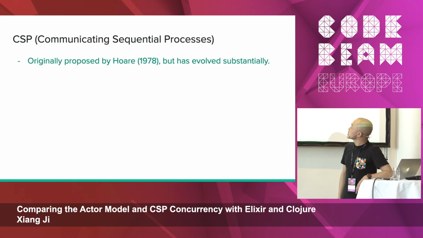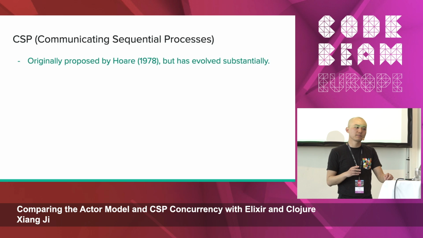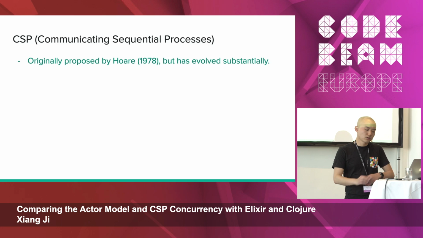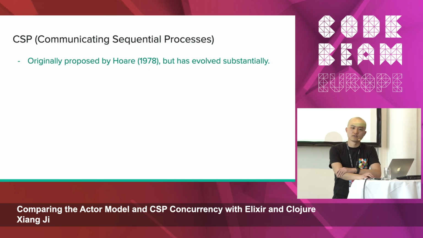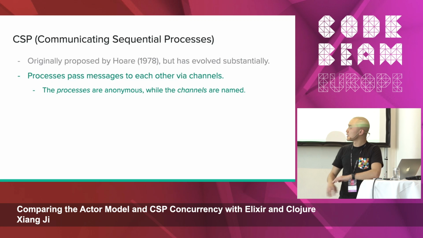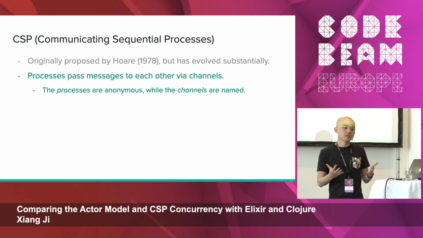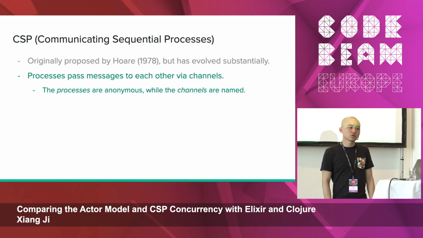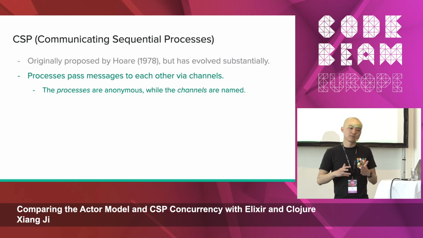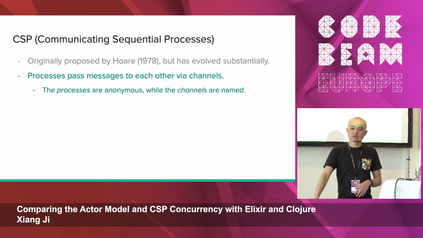It was originally proposed by Hoare in 1978, but if you look at the original paper, so I actually went to read the original paper, it's a bit different than what Golang and core.async does. I'm not going to go into the details, but it evolved quite a lot over the years. Then in this model, what's different from the actor model is that the processes are anonymous while they talk to each other via channels. The channels are named, and channels can be persistent. But the processes, usually, if you, for example, spawn up a Go routine, after it finishes, it will be gone. It's not like the Erlang actors, which will stay there forever.